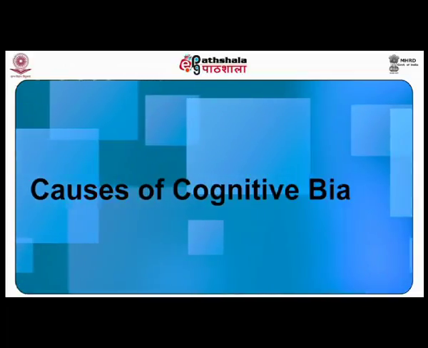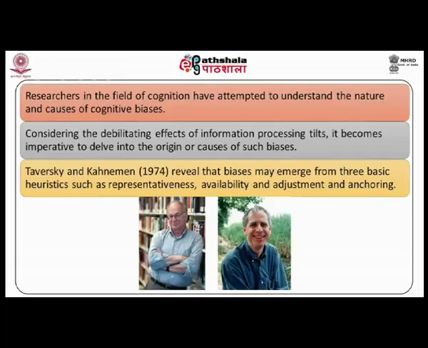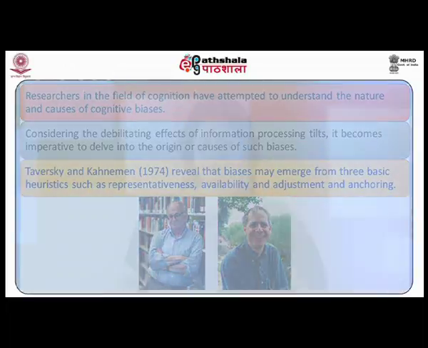Causes of cognitive biases. Researchers in the field of cognition have attempted to understand the nature and cause of cognitive biases. Considering the debilitating effects of information processing tilts, it becomes imperative to delve into the origin of such biases. Tversky and Kahneman reveal that biases may emerge from three basic heuristics: representativeness, availability, and adjustment and anchoring. Besides these, other potential reasons are also delineated.